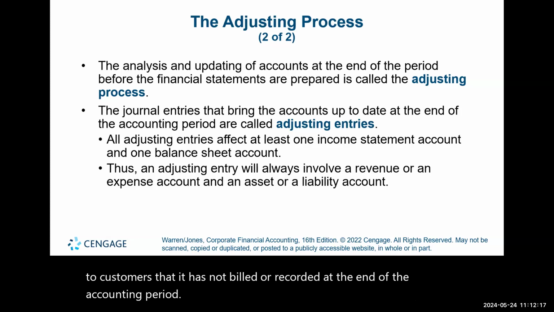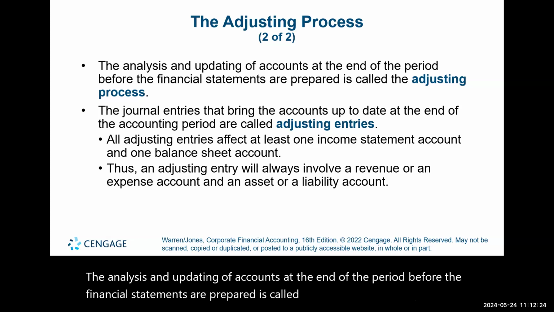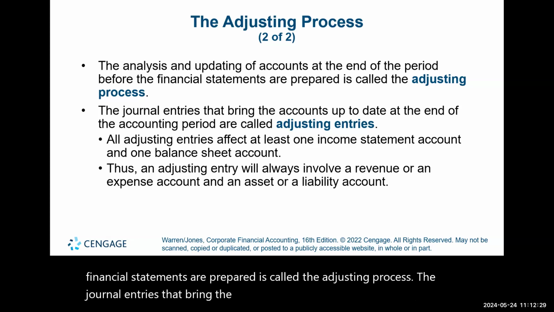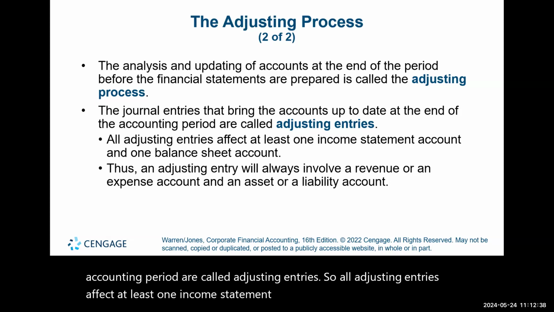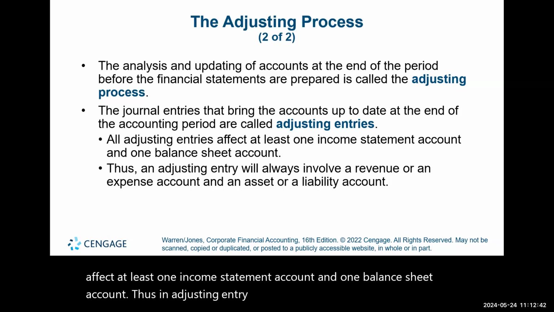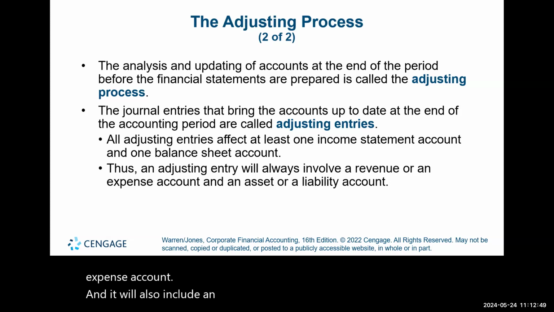The analysis and updating of accounts at the end of the period before the financial statements are prepared is called the adjusting process. The journal entries that bring the accounts up to date at the end of the accounting period are called adjusting entries. All adjusting entries affect at least one income statement account and one balance sheet account. Thus, an adjusting entry will always involve a revenue or an expense account, and it will also include an asset or a liability account.